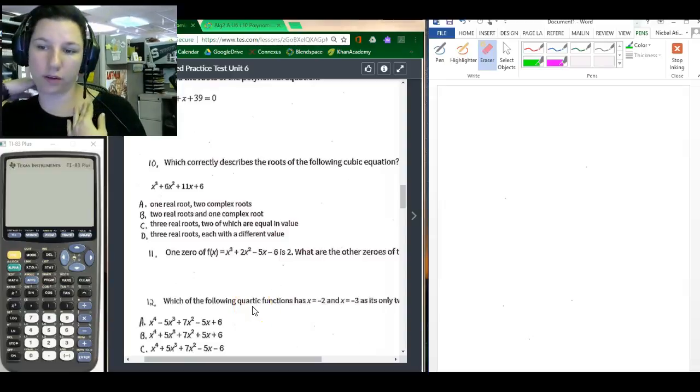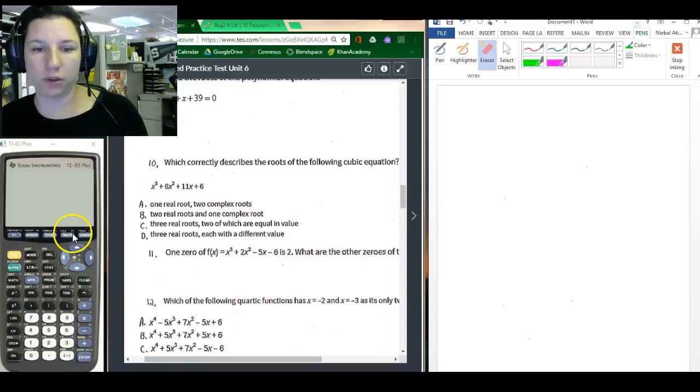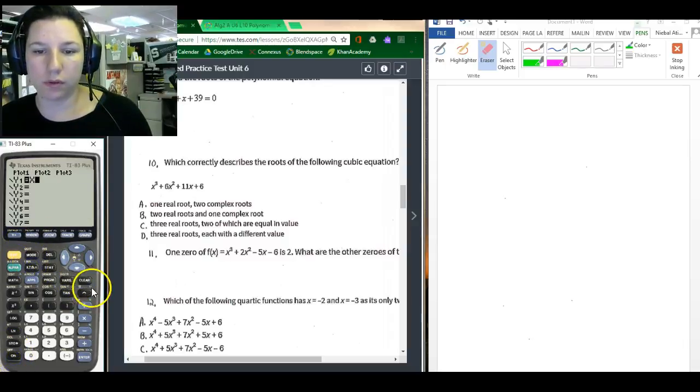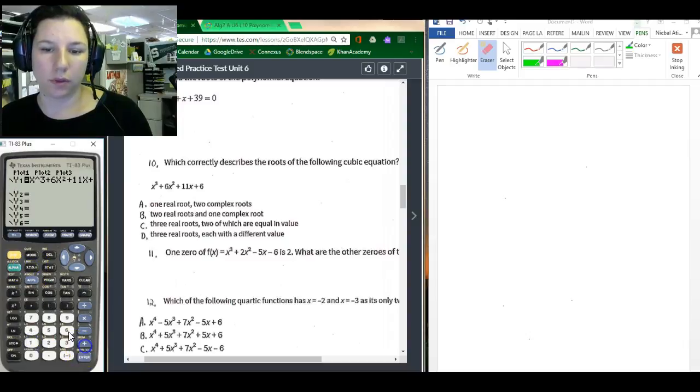Number 10, which correctly describes the roots of the following cubic equation. Fastest way to do this one is to go to your calculator, go to y equals x to the third plus 6x squared plus 11x plus 6. Go ahead and graph that. Let's zoom in a bit.